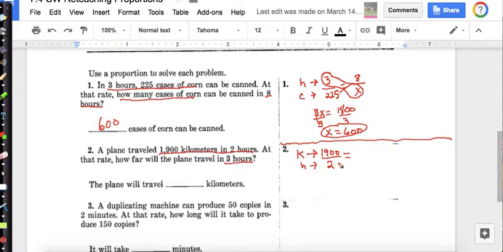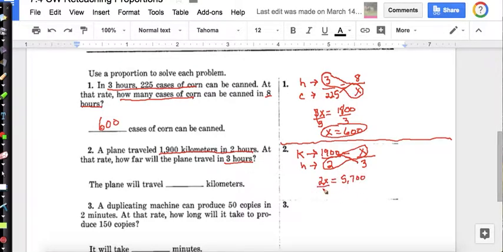Now, kilometers over hours. And I know that I'm going to figure out 3 hours of travel time, but I don't know how many kilometers that is, so I'm going to put the X here. So kilometers over hours, kilometers over hours. Okay, and now this is the easy part. 2 times x is 2x. Draw your line segment to 3. 1,900 times 3 is 5,700.